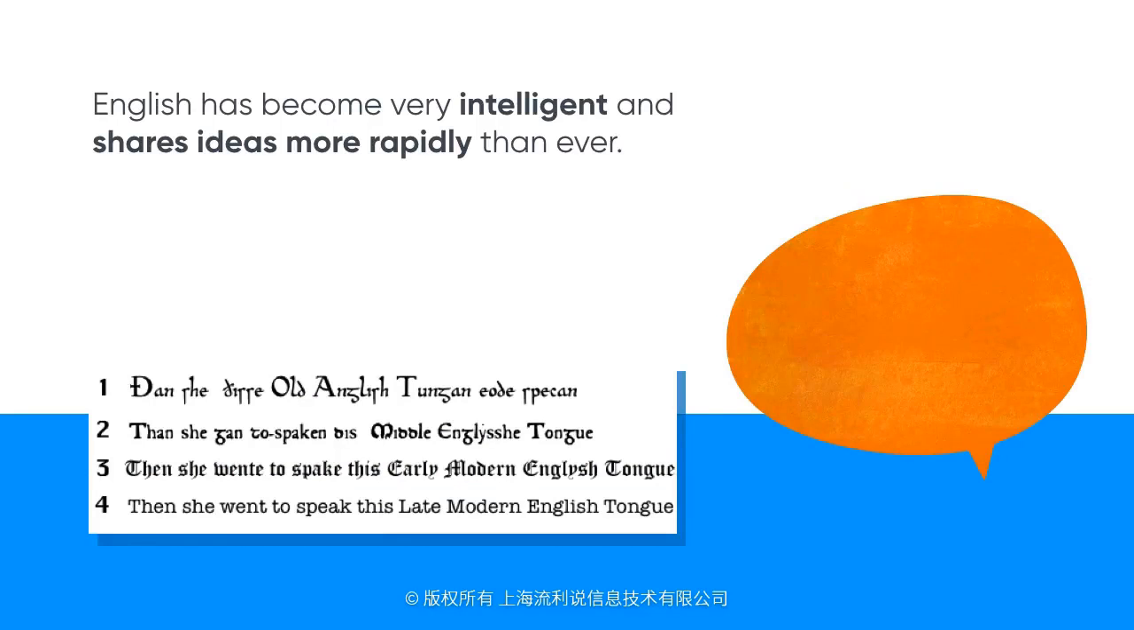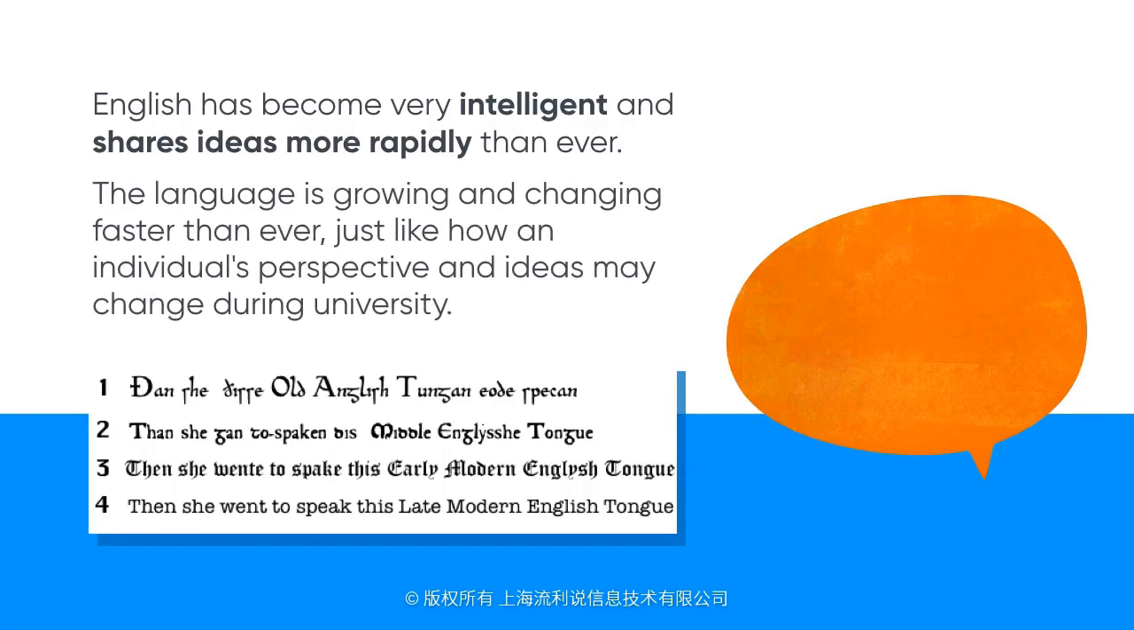Modern English can be thought of as a person studying at university. English has become very intelligent and shares ideas more rapidly than ever. The language is growing and changing faster than ever, just like how an individual's perspective and ideas may change during university.